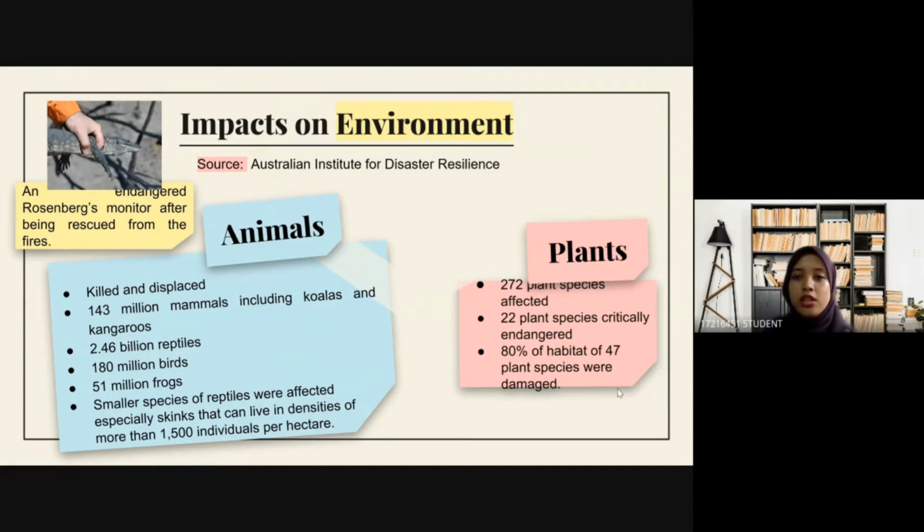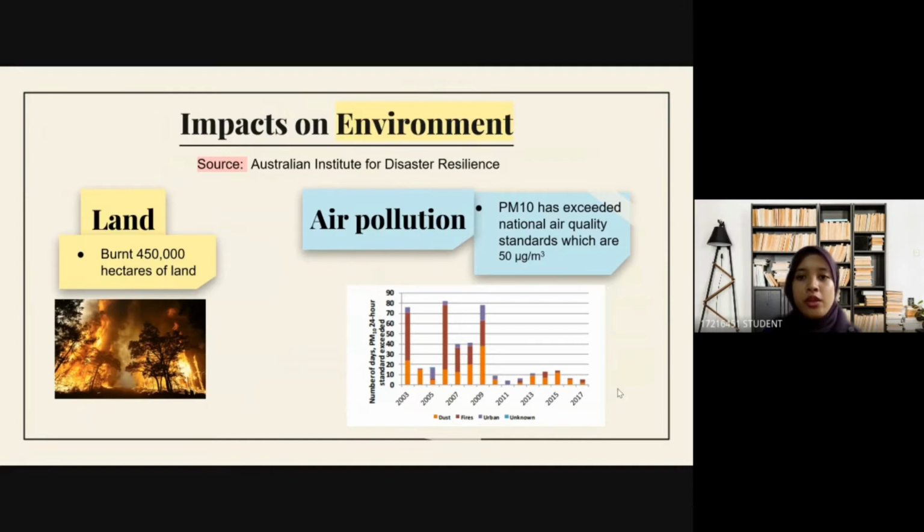Furthermore, smaller species of reptiles were affected, especially skinks that can live in densities of more than 1,500 individuals per hectare. Other than that, 272 plant species were affected, and among these species, 22 plant species were critically endangered, apart from 80% of the habitat of 47 plant species being damaged. Moreover, 450,000 hectares of land were burnt.